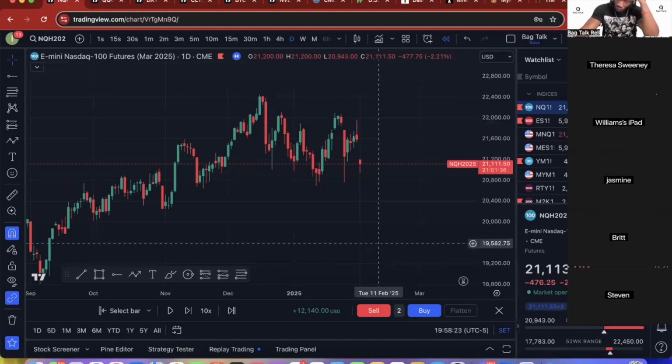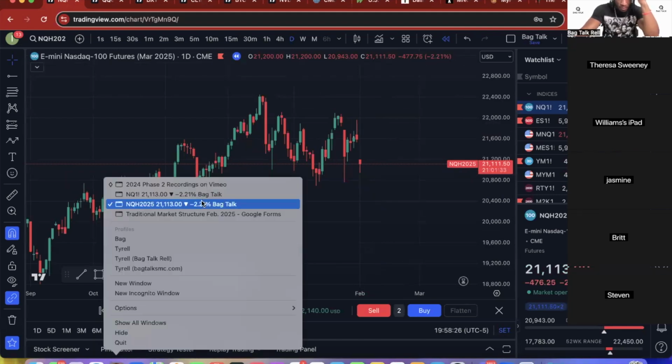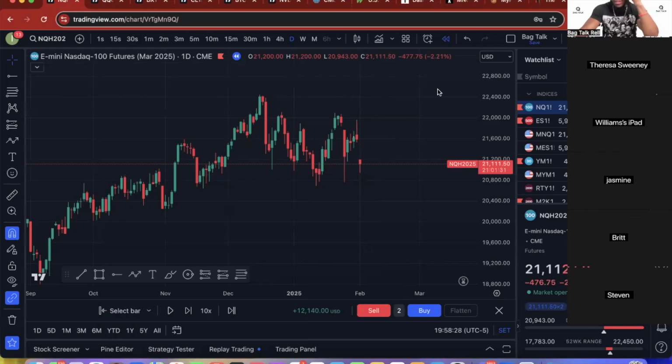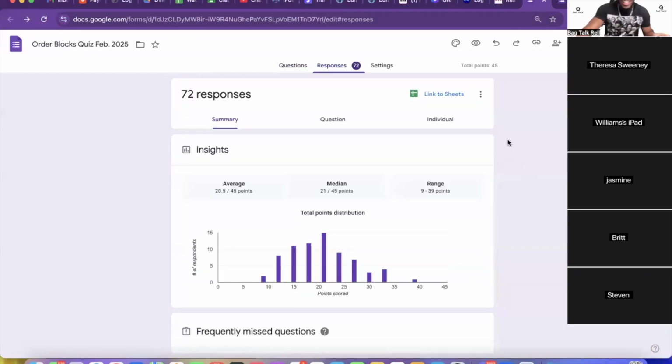Really quickly, a brief intermission for the order blocks quiz. All right, so these are the stats for the order block quiz that I gave. This is the free community stats. The average score was a 20 out of 45. Definitely wasn't looking too good on the free side. Not gonna lie, I think a lot of people maybe thought they understood order blocks, but there's a lot to learn.